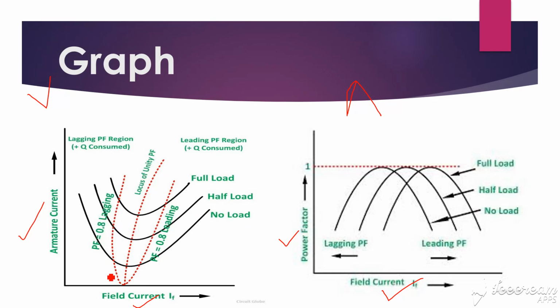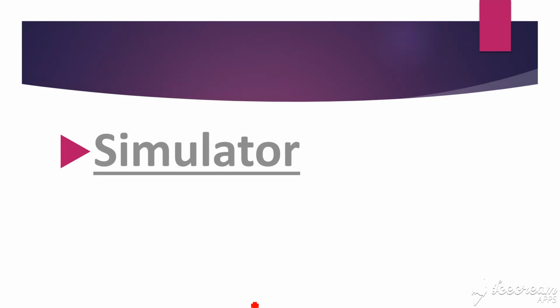Here, at the minimum value of field current the power factor is lagging, and at a higher value it's leading. Here also, the same: minimum value of field current is lagging power factor and maximum value it is leading. So now we move on to the simulator.